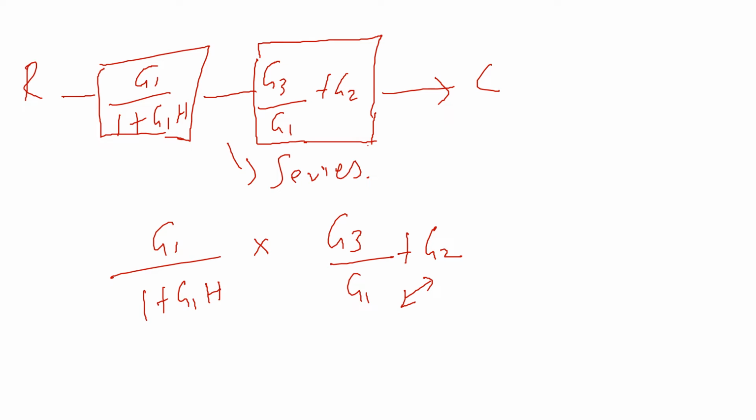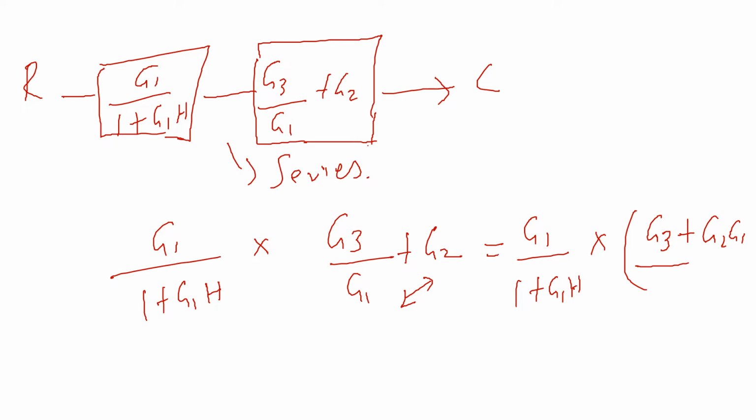We have to take an LCM here, and then do the manipulations. G1 divided by G1H into G3 plus G2 G1 divided by G1. So G1 G1 will get cancelled, and do whatever is needed, that is all there is to it. So in this step, before we finally draw the block diagram, we will have to do this processing. Processing means the other manipulations, like taking the LCM and cancelling if needed, and finally arriving at a reduced block.